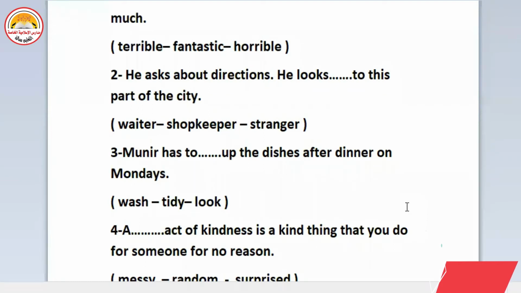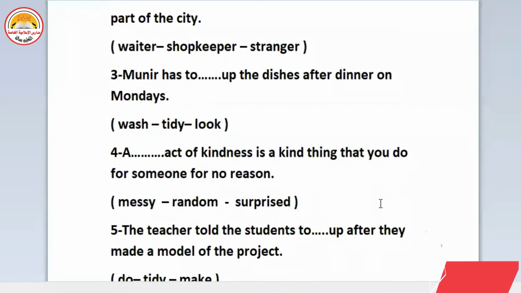Okay. And number four, Malik Ashraf. A random act of kindness is a kind thing that you do for someone for no reason. Very good. Thank you. It's correct. So number four again: A random act of kindness is a kind thing that you do for someone for no reason.